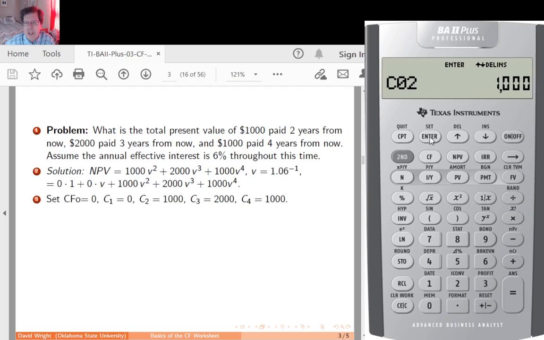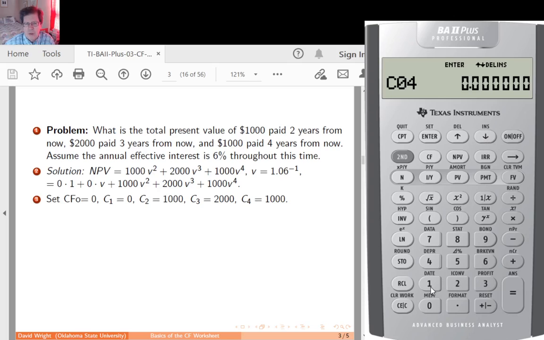And you have to hit enter for it to go in, by the way. Don't forget that. That's a common thing to just go on to the next one. And F2 is 1, only occurs once. And C3 will be 2,000. So I'll click in 2,000, enter. And that only occurs once.